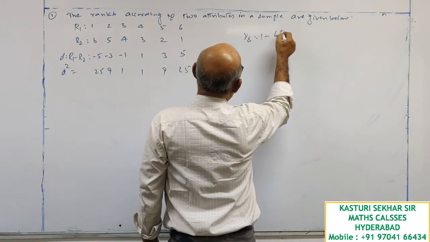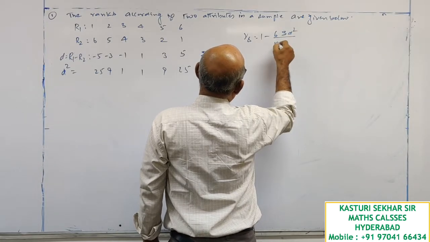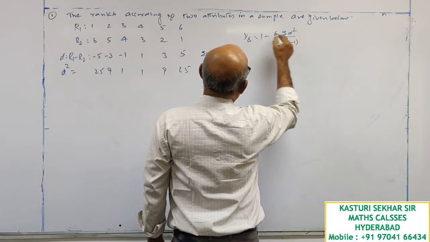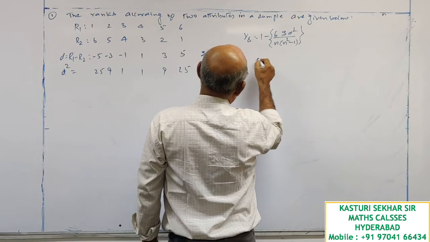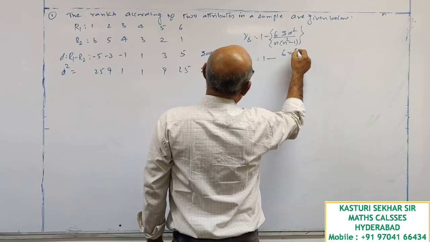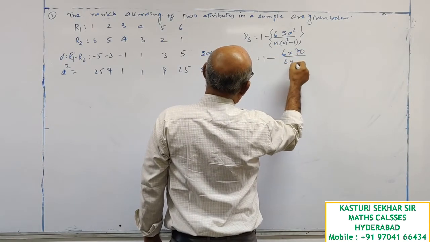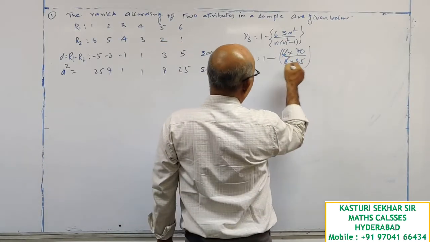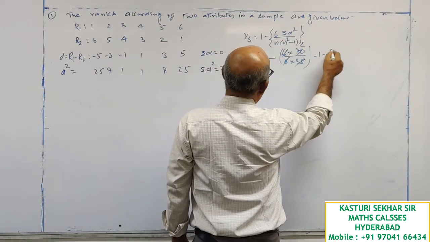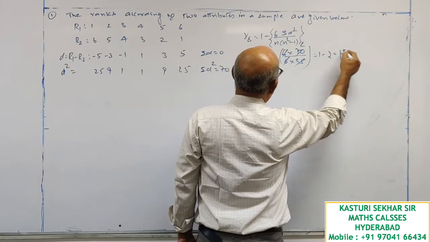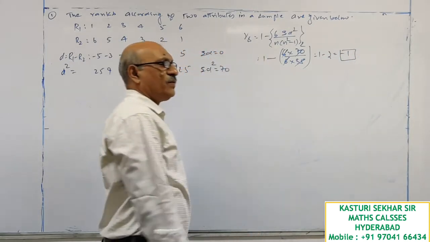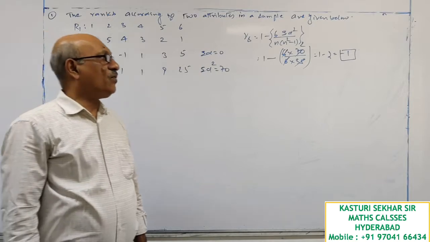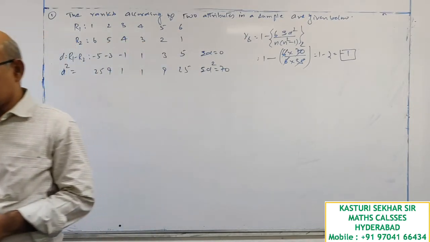RS is equal to 1 minus 6 into summation of D square by n into n square minus 1. 1 minus 6 into 70 divided by 6 into 35. 6 cancels, 35 will go 2 times, 1 minus 2, this is -1. RS value is always equal to -1.